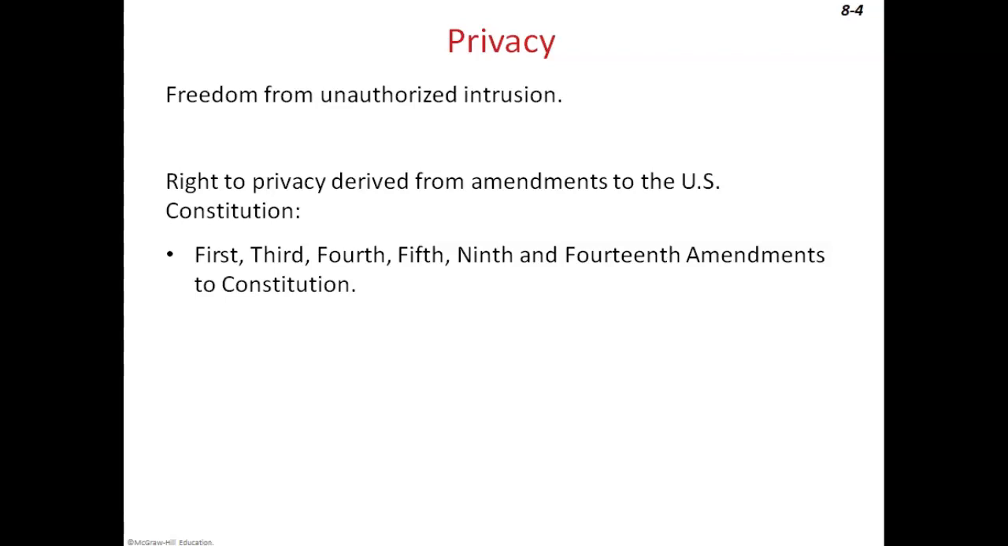The Ninth Amendment: if certain rights are not explicitly mentioned in the Constitution, that does not mean they do not exist. And the 14th Amendment: all states must provide rights for citizens that are at least equal to those in the U.S. Constitution. States may grant citizens additional rights not specifically granted in the U.S. Constitution. So once again, the rights to privacy are derived from the First, Third, Fourth, Fifth, Ninth, and 14th Amendments to the Constitution.